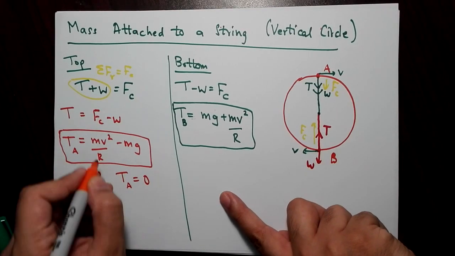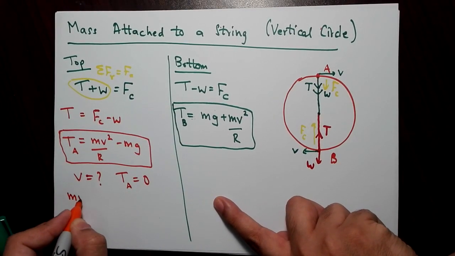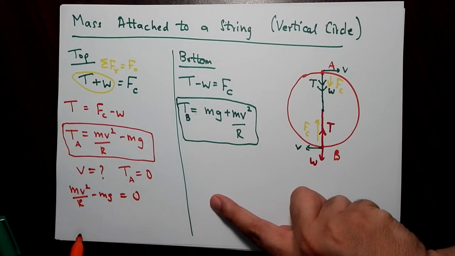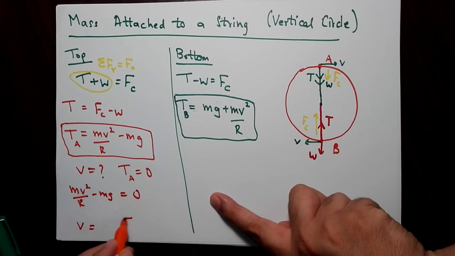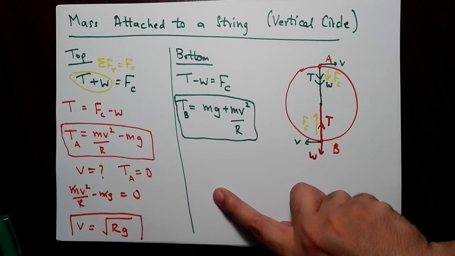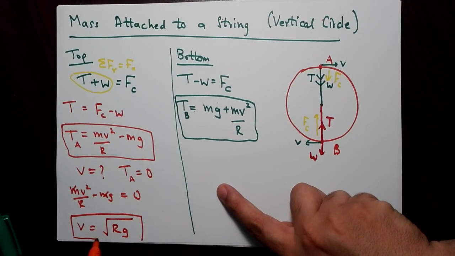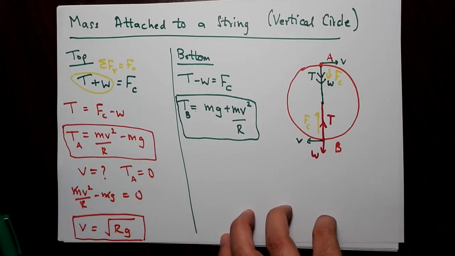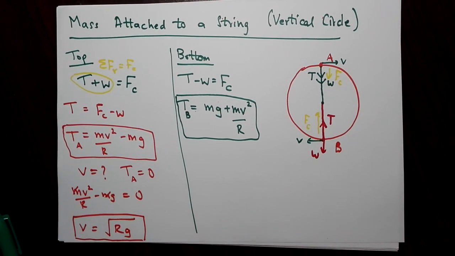If that's the case, you get mv squared over r minus mg equals 0. If you solve this, mass cancels out of the equation, and you get v equals the square root of rg. At this speed, the string will slack. In other words, tension will go to 0 at the top. So this was it for the mass attached to a string moving in a vertical circle.